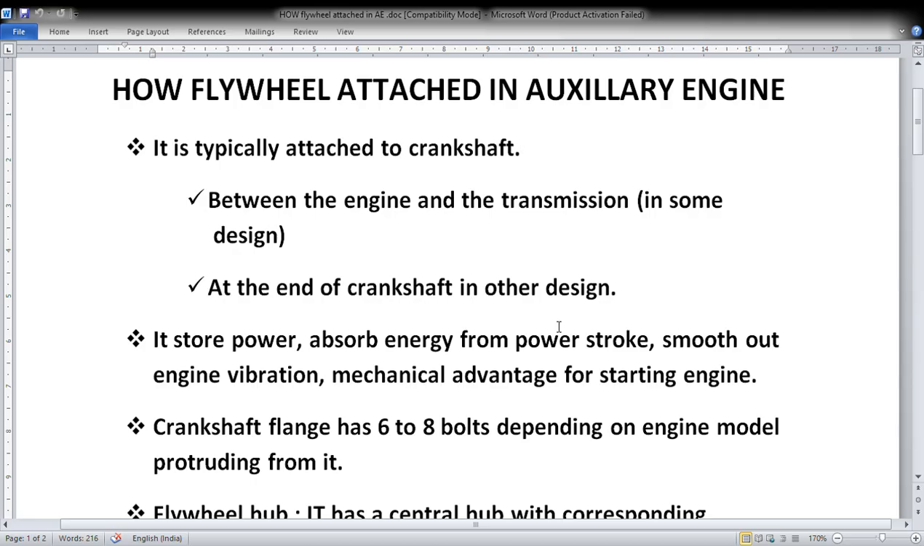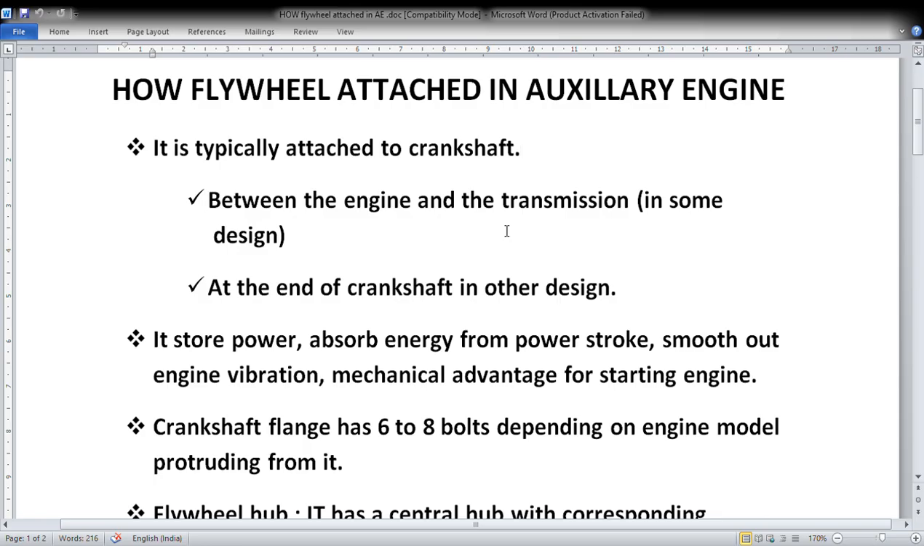So, let's proceed. How is the flywheel attached in an auxiliary engine? When we speak about the flywheel, you know there is a flywheel in the engine, and you know the function of the flywheel and why it is there. We are not going to go in depth on that. It is typically attached to the crankshaft, and it sits between the engine and the transmission. Transmission means there is an alternator in the case of a generator, and a propeller shaft in the case of the main engine.